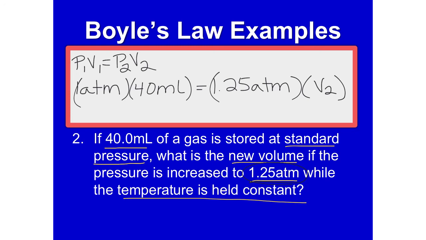So again, I can make sure that my answer makes sense. Since I am increasing the pressure, the gas is going to need to compress. The volume will have to decrease. So I need to get an answer that is less than 40. In order to do my math, I do 40 divided by 1.25, which will give me 32 milliliters. Last step, I do need to check significant figures. I need 3 significant figures, so I'd make this 32.0 milliliters.